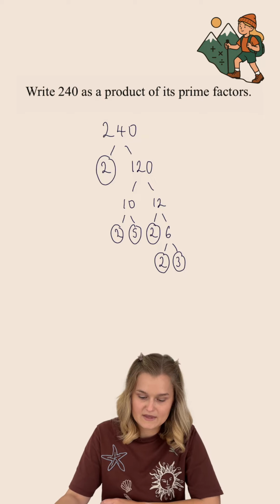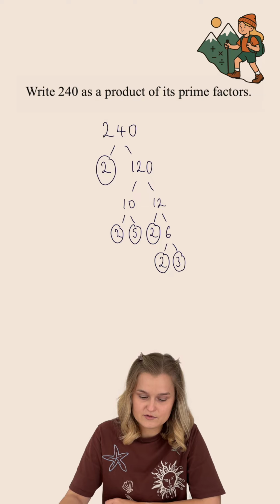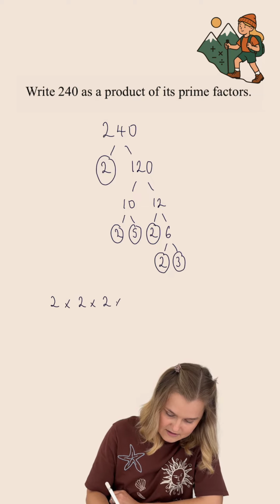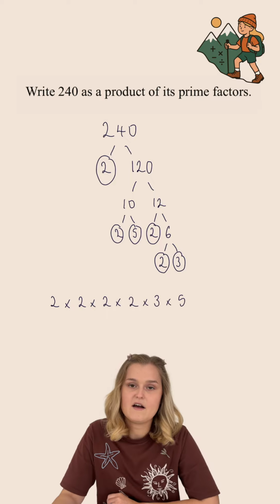Now the final thing I need to do is write these prime factors that we've got circled multiplied together. So I've got 2 times 2 times 2 times 2 times 3 times 5.